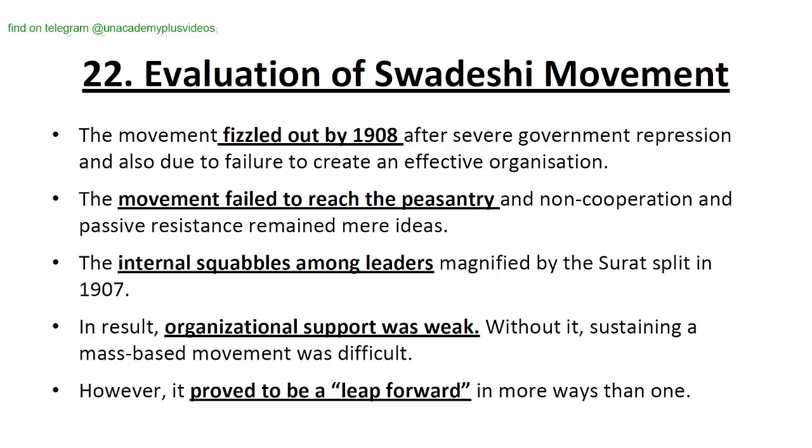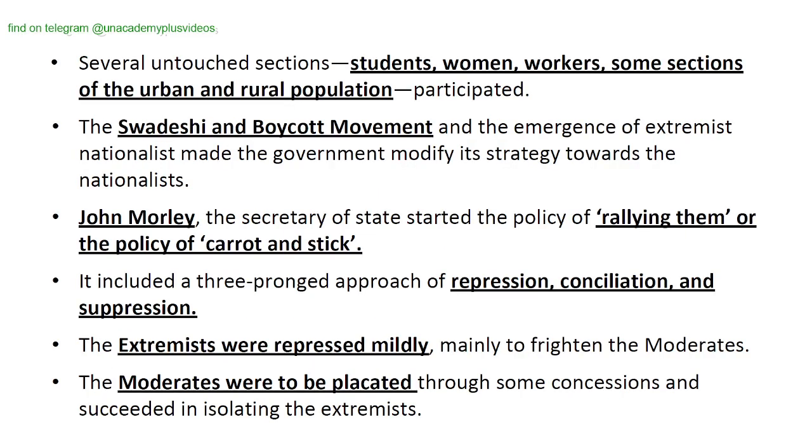However, it proved to be a leap forward in more ways than one. Several untouched sections, students, women, workers, some sections of the urban and rural population participated. The Swadeshi and boycott movement and the emergence of the extremist nationalists made the government modify its strategy towards the nationalists. John Morley, the Secretary of State, started the policy of rallying them, or the policy of carrot and stick. It included a three-pronged approach of repression, conciliation, and suppression. The extremists were repressed mildly, mainly to frighten the moderates. The moderates were to be placated through some concessions and succeeded in isolating the extremists.